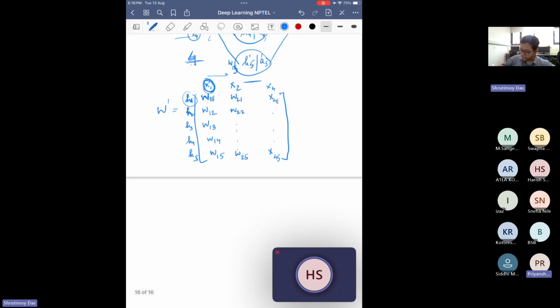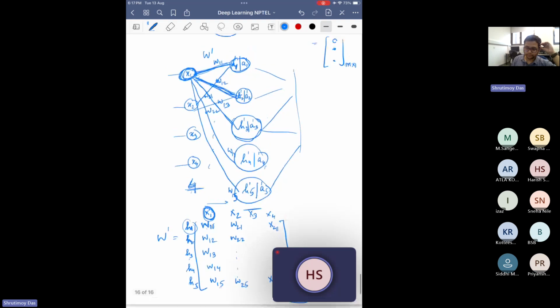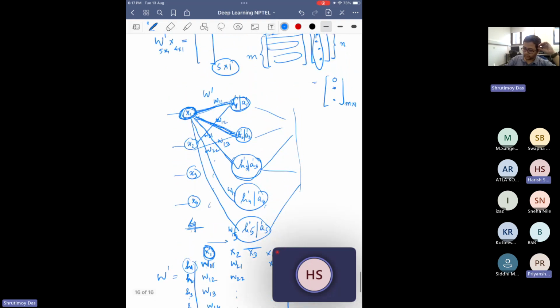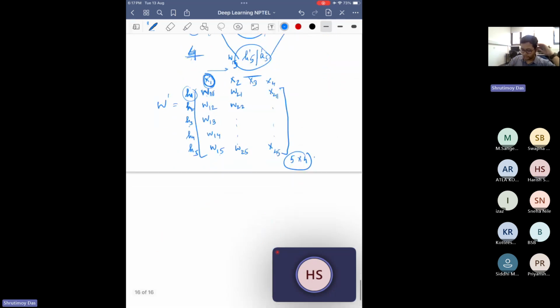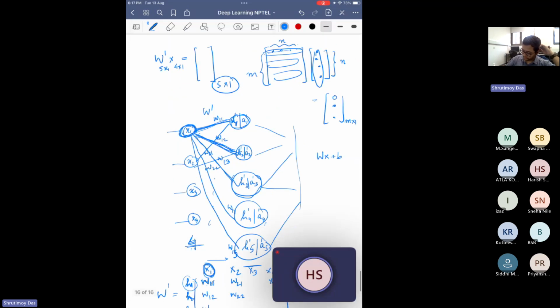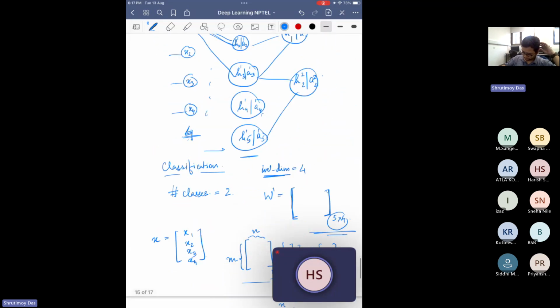So now what do we get? There are 5 rows in here, and there are 4 columns. That is how we get the 5 by 4 matrix. Is it clear why we have a 5 by 4 matrix here? Basically, we have to do a Wx plus b. For now, let's say b is 0 to make things easy, or otherwise you can just add a vector. Okay, right, good.